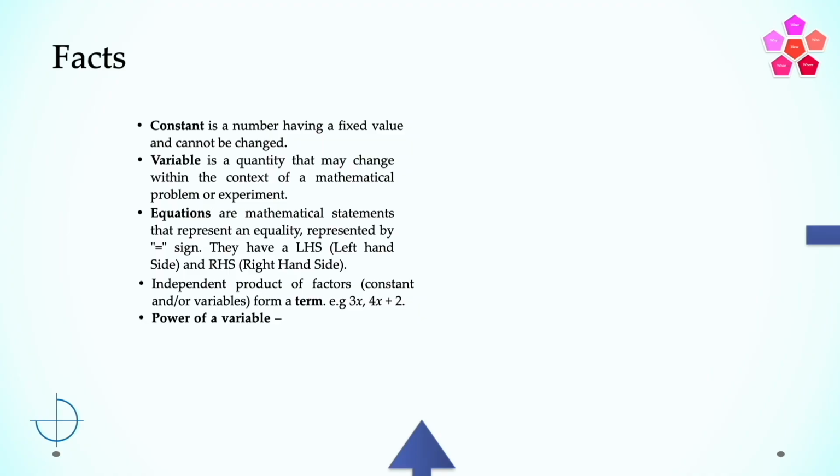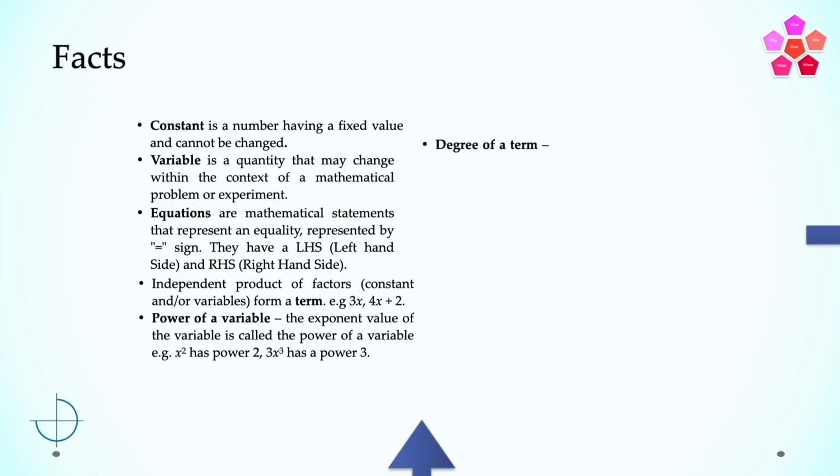Power of a variable. The exponent value of a variable is called the power of the variable. For example, x squared has the power 2 and 3x cubed has a power of 3. Degree of a term: the sum of the exponents of the variables. Example, x squared has degree 2, x squared y squared has degree 4, and x squared y cubed z cubed has degree 8. The assumption here is that x, y, and z are all variables.